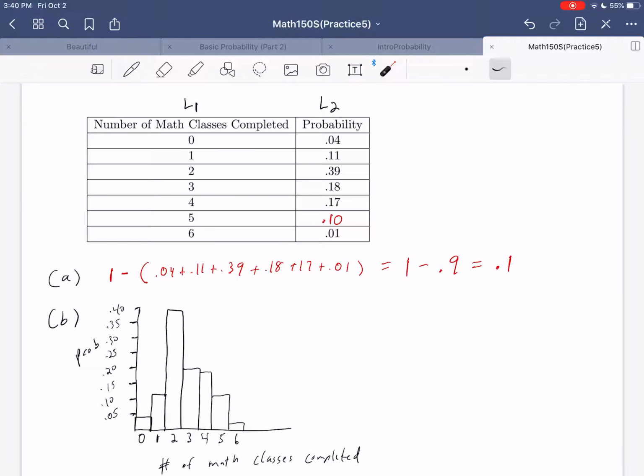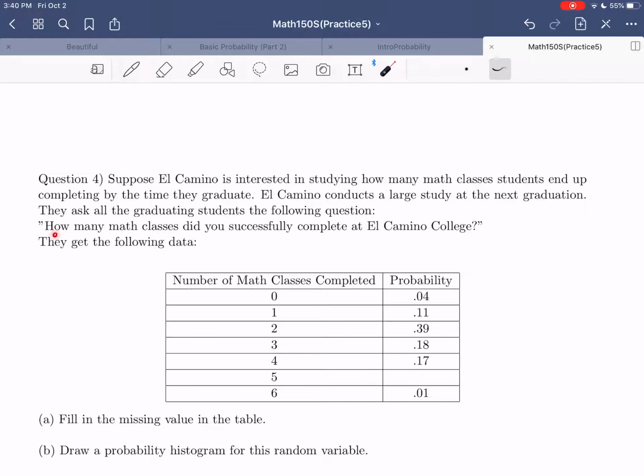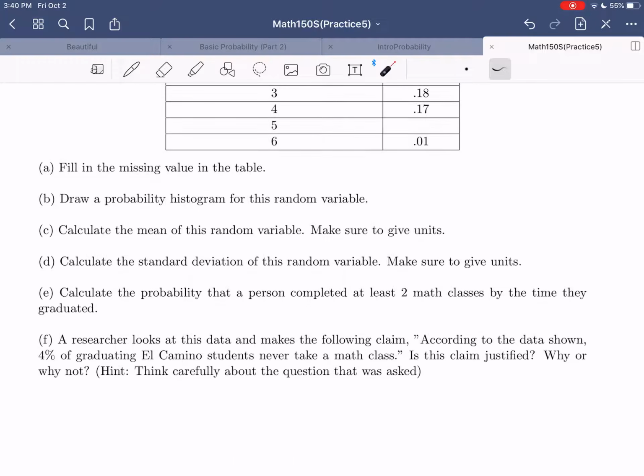Well, they're saying that the people who completed 0 classes was probability 0.04, and of course 0.04 does become 4%. So it seems to sort of make sense there, but we have to be very careful again about the question that was asked. Notice that the question that was asked was, how many math classes did you successfully complete? Well, that's a little bit different than saying, according to this, that 4% never take a math class. Right? Successfully completing versus taking, 2 very different statements. So while the 0.04 is 4% mathematically, this statement doesn't match the question or the sample that was actually gathered.